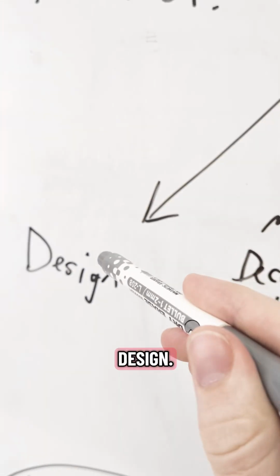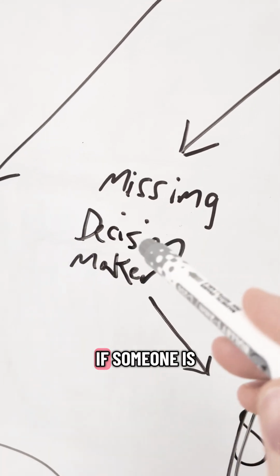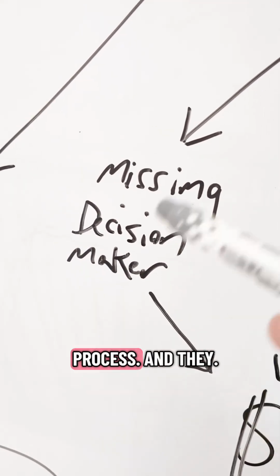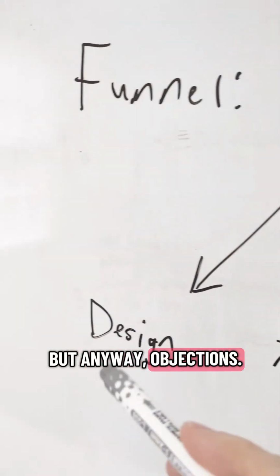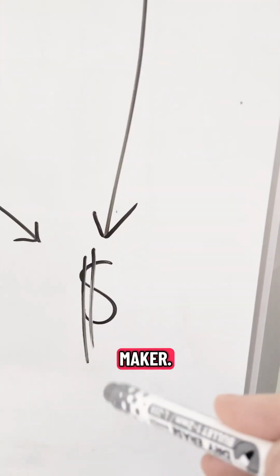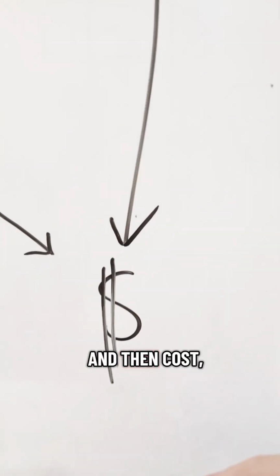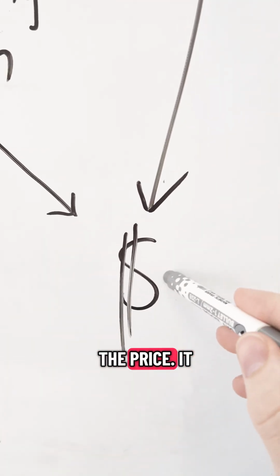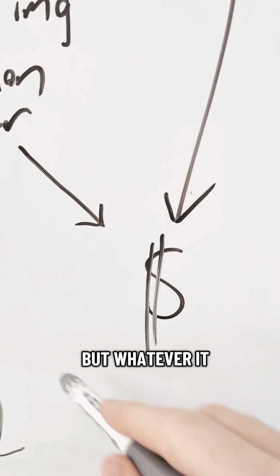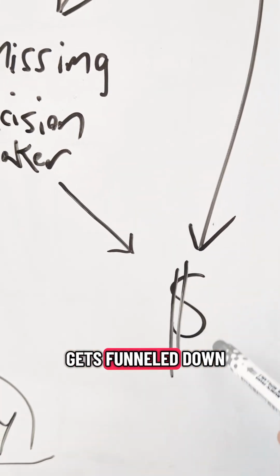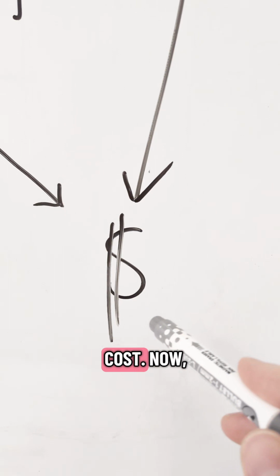Occasionally it could mean design, if someone is going to be part of the design process and they didn't tell us truthfully when we set the appointment. But anyway, objections, design, missing decision maker, that gets put in the cost, and then cost, price. The price could be the down payment, the monthly payment, or the overall investment. But whatever it is, almost everything gets funneled down to either design or cost.